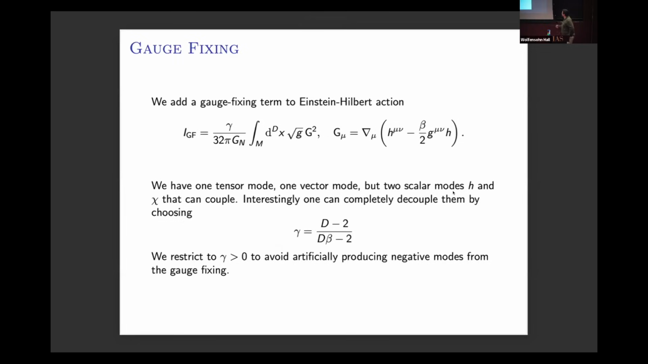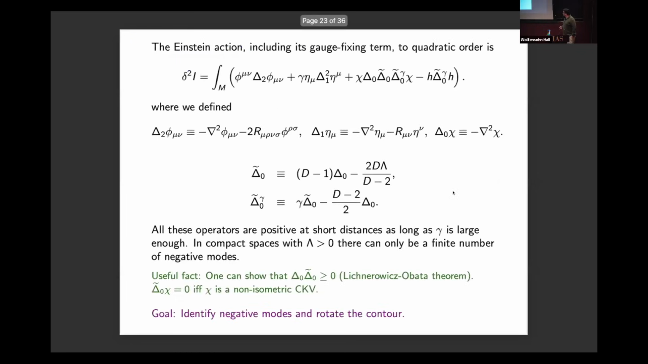This is not intended to be obvious, it's just something that comes from the calculation. So for simplicity, we will take this relation between gamma and beta, and our gauge fixing condition will be parameterized by just one coefficient gamma. Okay, so this is the Einstein action with the gauge fixing term.